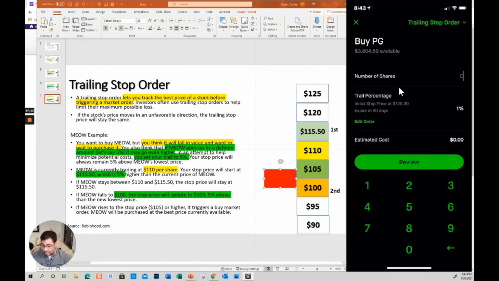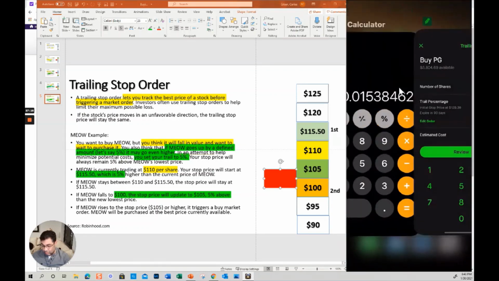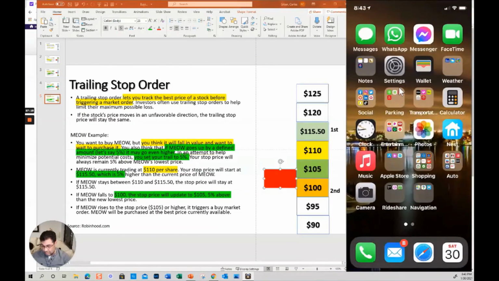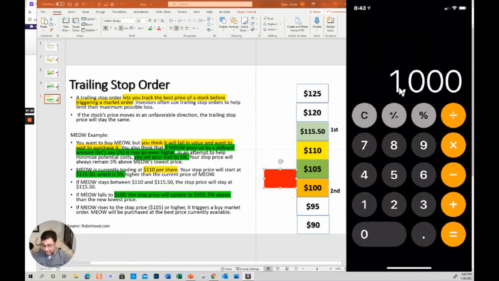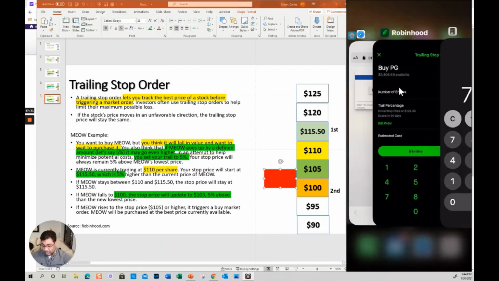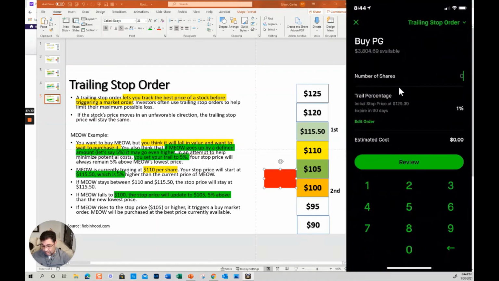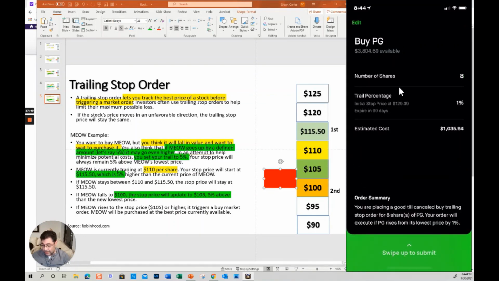So I know that the price is 128. So if I want to spend, again, this is a stock that I want to buy, and I really think this is an opportunity. So if I want to spend or invest $1,000 divided by 128, that's 7.8. So I'm gonna put 8. Yeah, so that's just a little bit over $1,000. Review the order, number of shares, percentage.